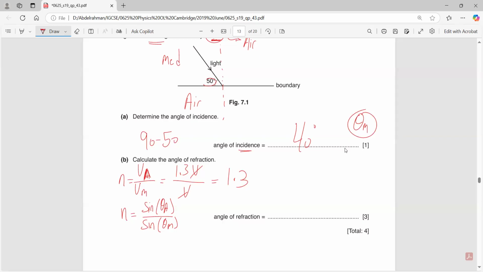So basically, you have the theta m, you have the n, and you need to find sine theta a. How can I find theta a? Theta a would be equal to sine inverse of n times sine theta m, which is sine inverse of 1.3 times sine 40, which would be around 57 degrees.